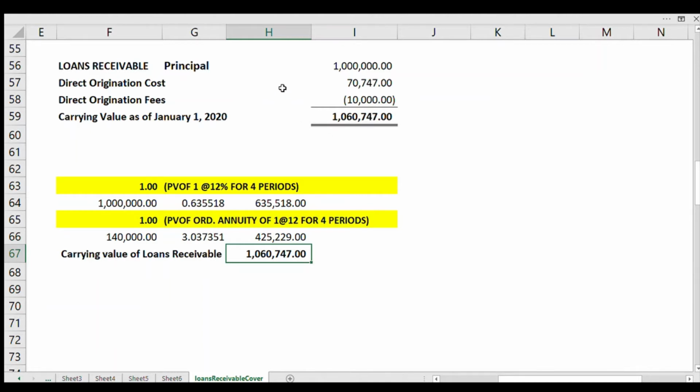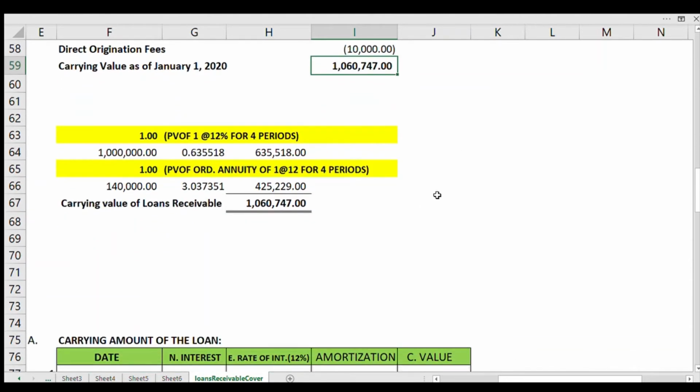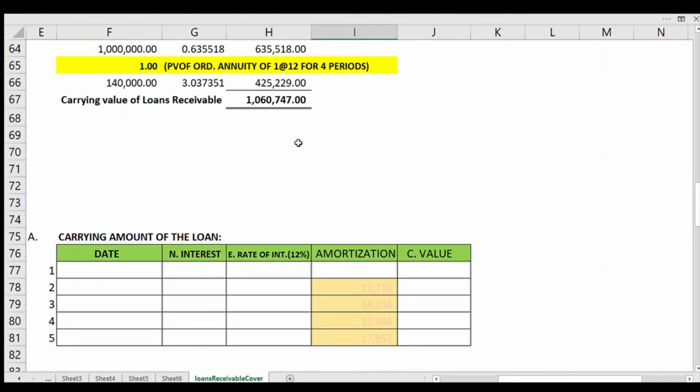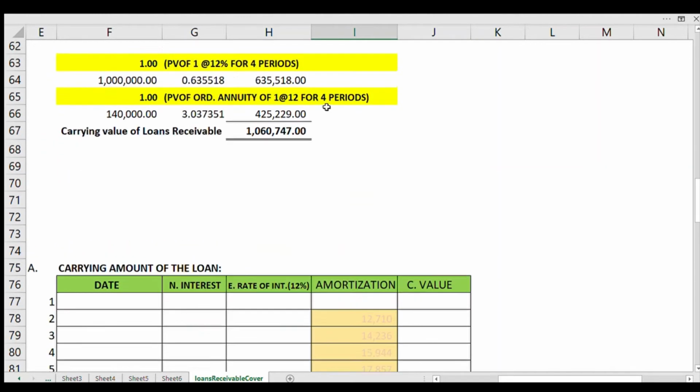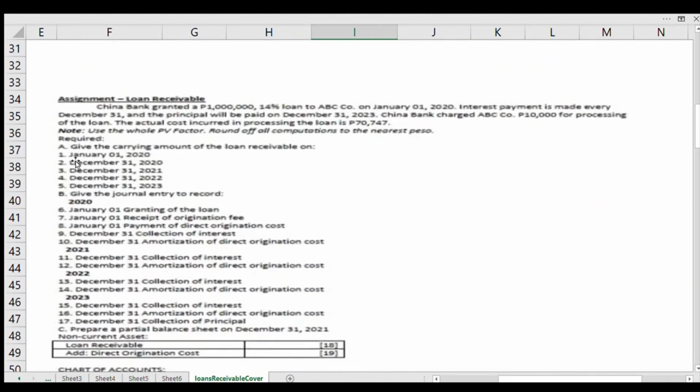As of 2020, it ties to the present value or carrying value as of January 1st, which is the granting of the loan, exactly 1,060,747. So, we will just have to account for this and also prove that this amount is really the correct one. So, we will do the tabulation as required by the problem. We will give the carrying amount as of December 31st, 2020, 2021, 2022, and 2023. So, we will complete the requirement in letter A.